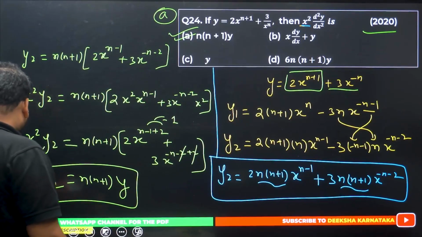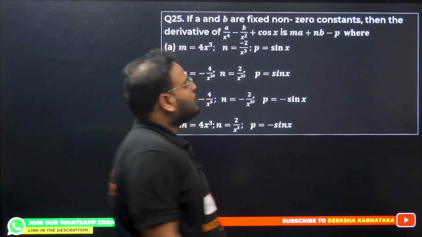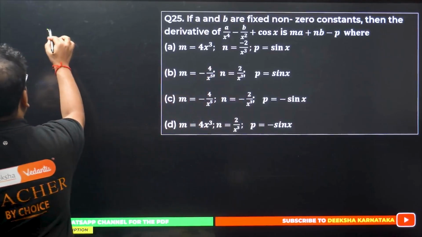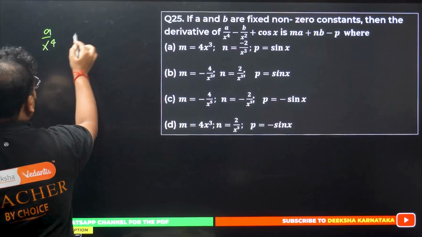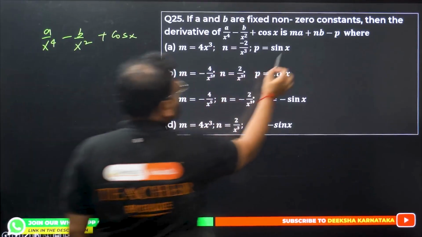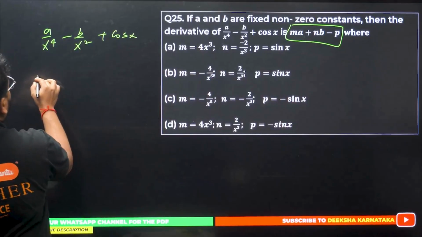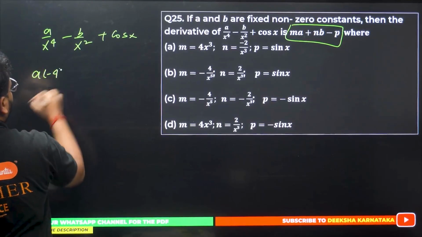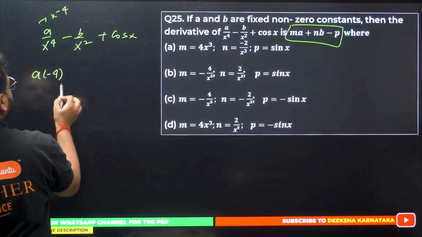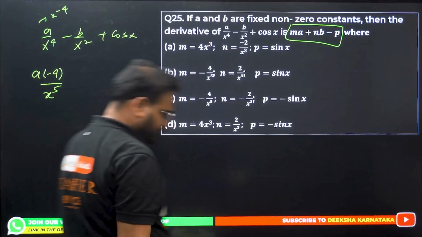Question number 25 now. If A and B are fixed non-zero constants, then the derivative of this thing, A upon x power 4 minus B upon x square plus cos x, is coming as something like this. We'll see that later. Let's differentiate first. Differentiate this, we get what? A times minus 4, because this will go up, right? x power minus 4 will become minus 4, and we'll have x power minus 4 minus 1, which is minus 5, so x power 5 comes here.